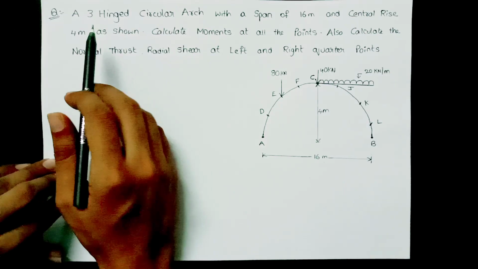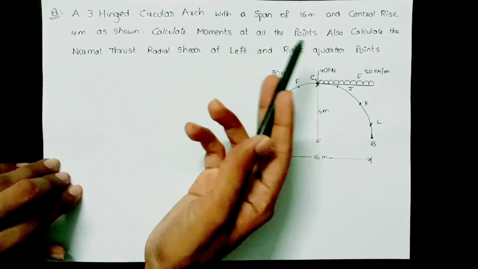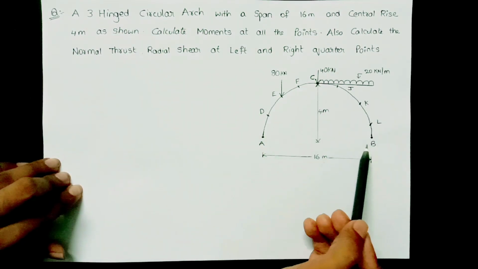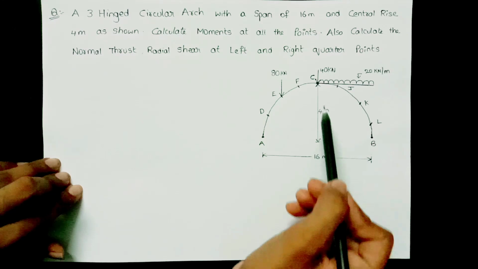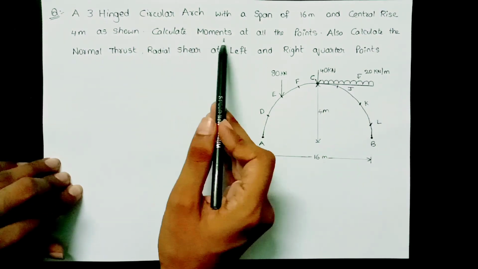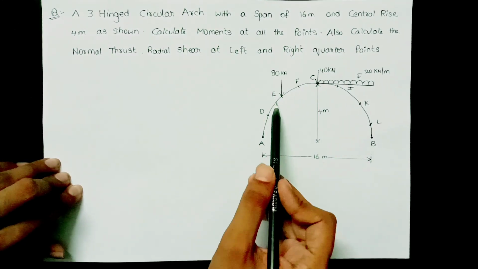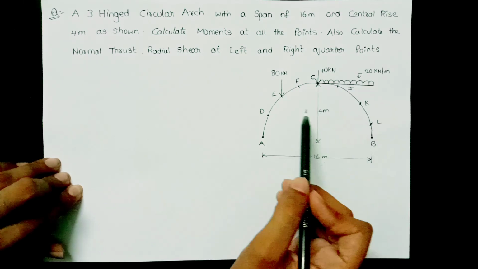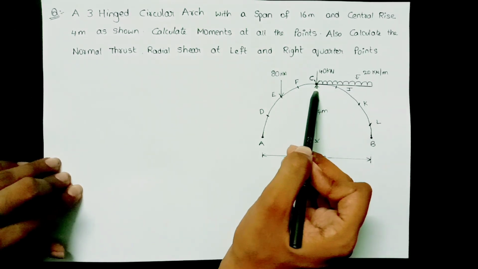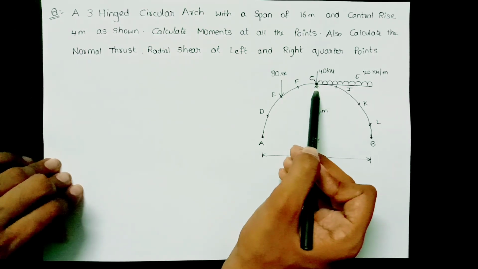The question is: a three-hinged circular arch with a span of 16 meters and a central rise of 4 meters, as shown. This is the arch, this is the 16 meter span, and this is the central rise of 4 meters. We are asked to calculate the moment at points D, E, F, J, K, L. At point C we have the third hinge, and at a hinge the moment will be 0, so there is no need to calculate it separately.